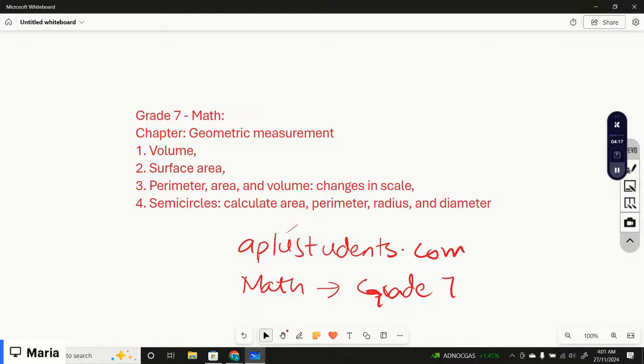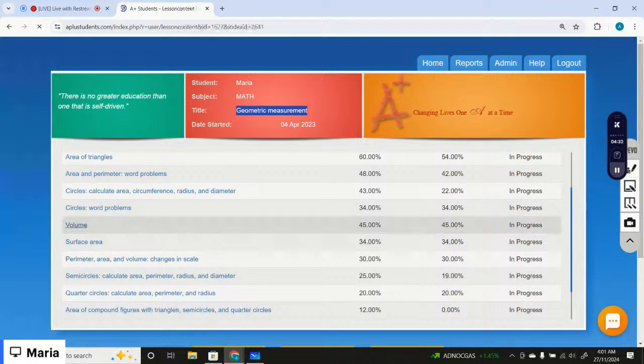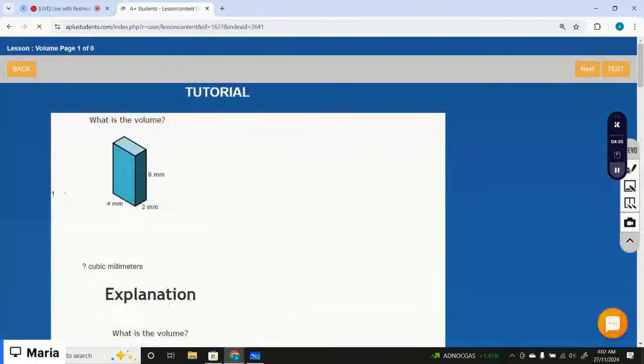So please make sure you have your notebook and pencil so that you can note down the important examples and definitions as well. Here I'm on grade 7 math. The chapter we are on right now is geometric measurement. Let's just start with the lesson that is volume. So what is the volume?